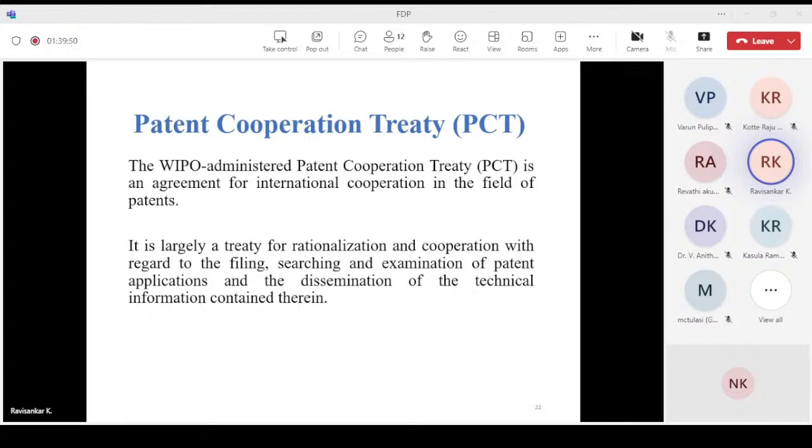So as I said, the PCT is the WIPO-administered Patent Cooperation Treaty, and it is an agreement for international cooperation in the field of patents. It is largely a treaty for rationalization and cooperation with regard to the filing, searching, and examination of patent applications, and dissemination of the technical information contained therein.